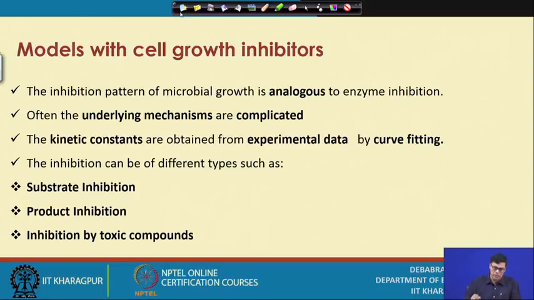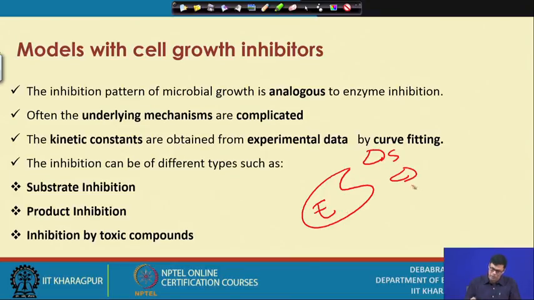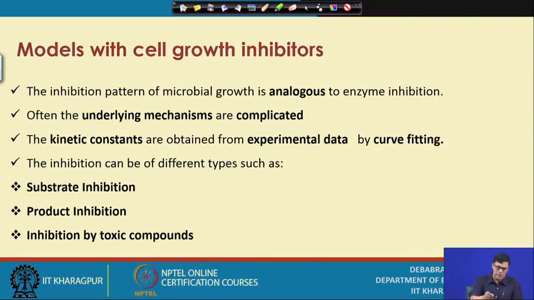Now, when we discussed enzymatic reaction kinetics, we pointed out that in case of an enzyme, this is a substrate. Am I right? The enzyme also has substrate inhibition. When an individual substrate interacts with the active site, it gives the product. But when two substrates try to interact with the same active site, then some kind of inhibition takes place. This we explained during the enzymatic reaction kinetics. The inhibition pattern of microbial growth is analogous to enzyme inhibition. This is exactly what I want to explain.